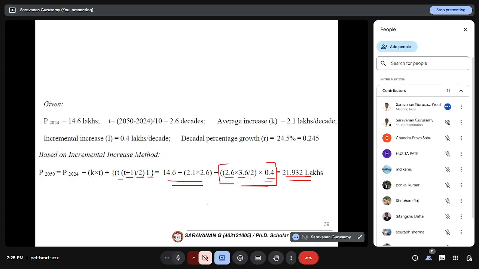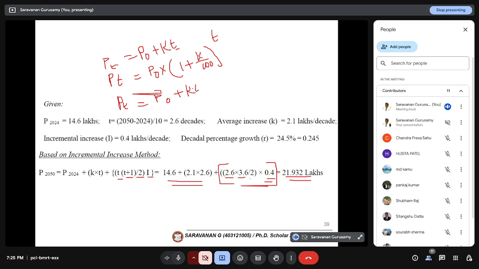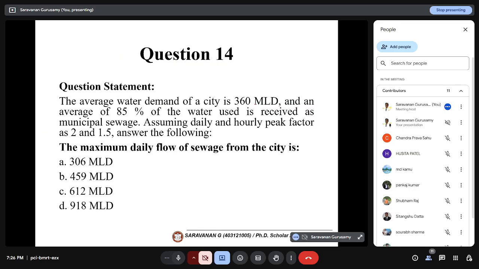Yes, sir. So please understand the arithmetic, geometric and incremental increase method concepts. Arithmetic: P naught plus the increase every decade into the number of decades. Geometric: P naught into 1 plus k by 100 power the number of decades. Incremental is simply like arithmetic, and again we have to add how much the increase in the increase is, so t into t plus 1 by 2 into I. These three formulas you have to remember. 14th question. And these two formulas again you have to remember.